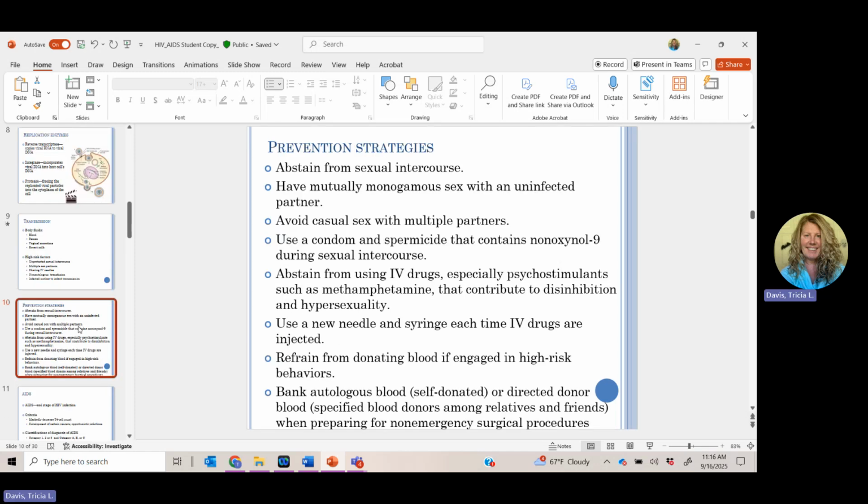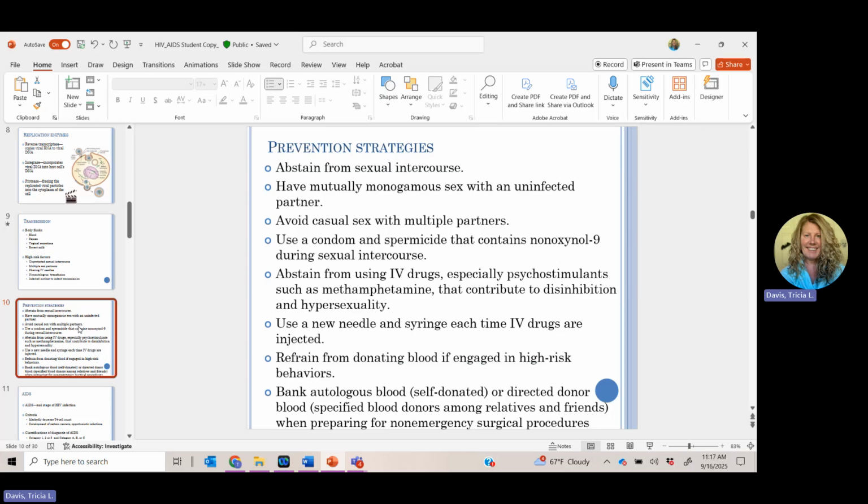We also need to know this. How are we going to teach patients to prevent the development of HIV? Well, abstinence is great. So abstain from sexual intercourse, have mutually monogamous sex with an uninfected partner. Avoid casual sex with multiple partners, avoid unprotected sex, use a condom and spermicide during sexual intercourse, abstain from using IV drugs, and if you are using IV drugs, you want to get a new needle and syringe each time. You don't want to share these with other people.